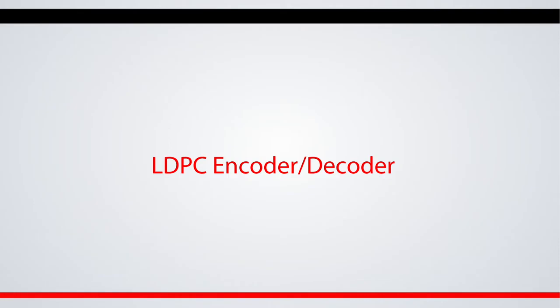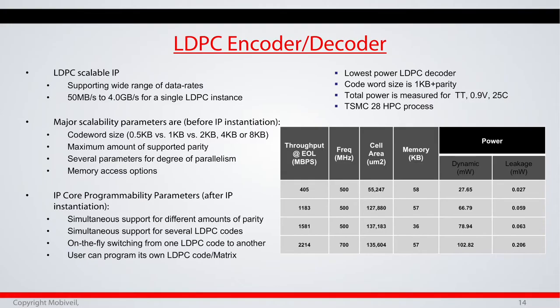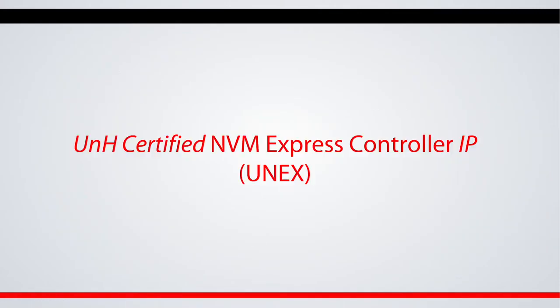And this is, I think, the industry's lowest power LDPC decoder and encoder. I have some numbers here, taken for a 28 HPC process. But this is very scalable. The numbers you are seeing are end of life numbers. So the throughput numbers are end of life. Normally, at the beginning of life, the throughput is going to be 3x of the numbers you are seeing here.